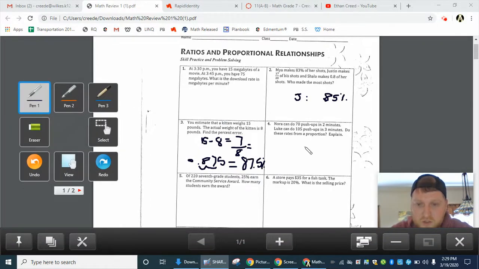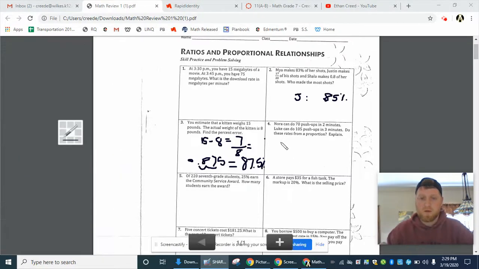Nora can do 70 push-ups in 2 minutes. Luke can do 105 push-ups in 3 minutes. Do these rates form a proportion? Well, remember, proportions are constant. Constant means that it does not change. So we got to find our constant of proportionality, or in this case, a rate. You know what unit rates are. In this case, you take the push-ups and you divide it by the number of minutes.